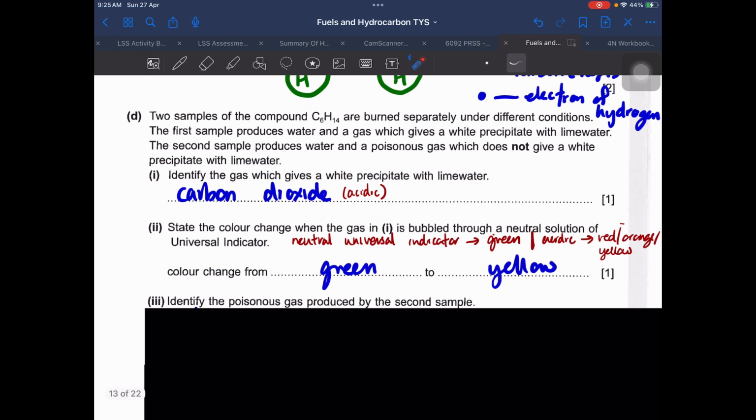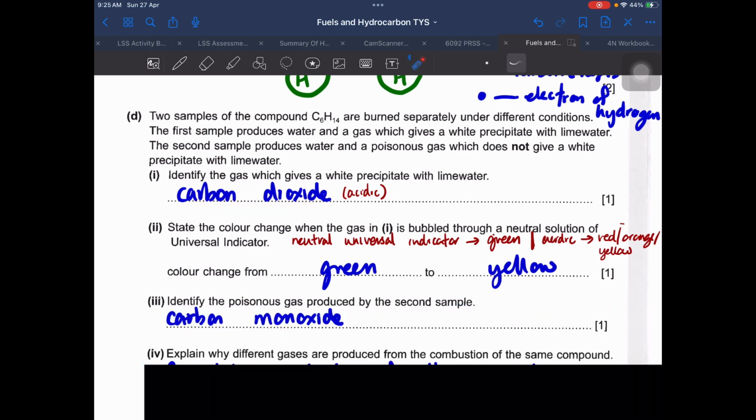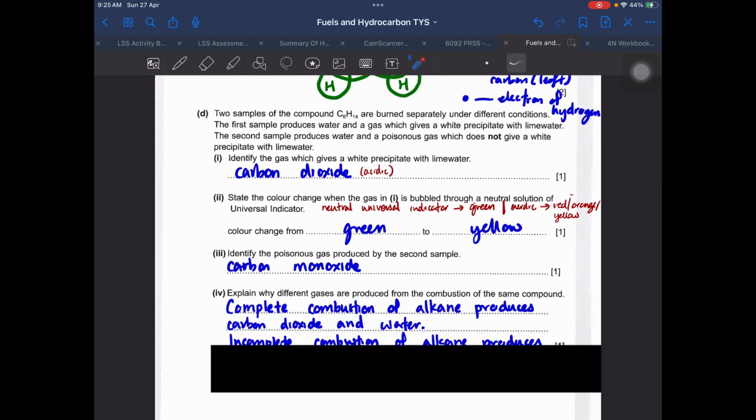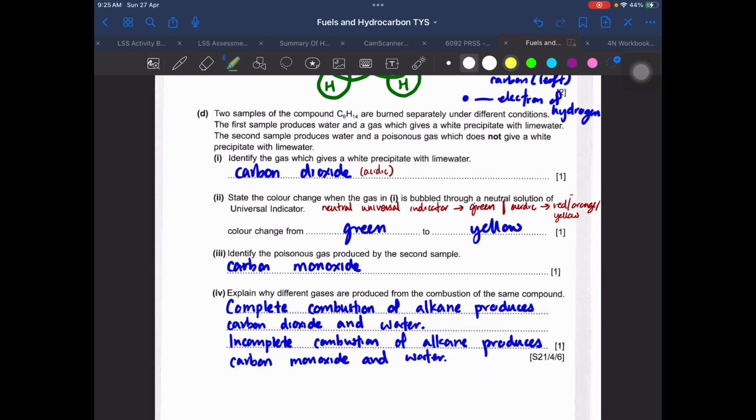In terms of the poisonous gas produced by the second sample, chances are it's a case whereby at the start you have carbon dioxide, but if you have not enough oxygen, you actually end up with carbon monoxide. And why is that the case? It's because depending on how much oxygen there is, there can be either this thing called complete combustion, or this thing called incomplete combustion. Incomplete combustion will give you carbon monoxide.